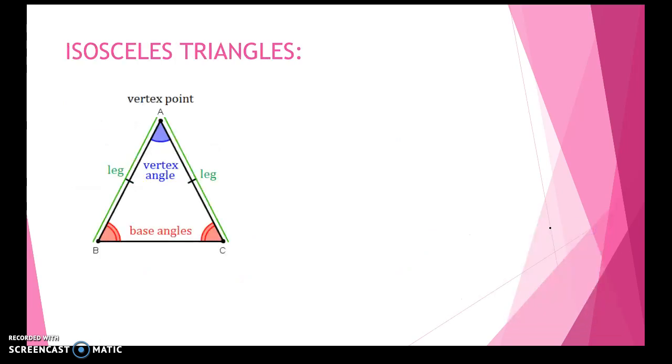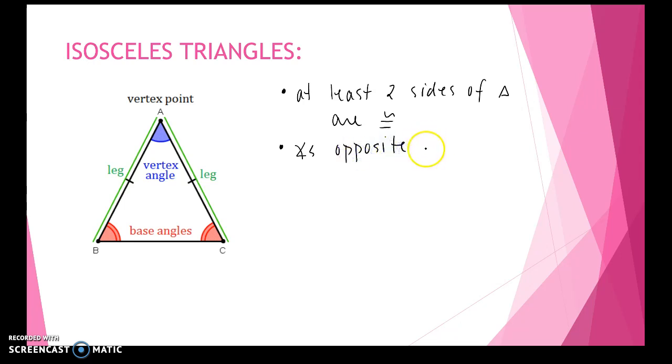Okay, so the first special triangle we'll study today is an isosceles triangle. So take a minute and copy the picture down for me. So an isosceles triangle: at least two sides of the triangle are congruent. Okay, the angles opposite the congruent sides, they're called your base angles.